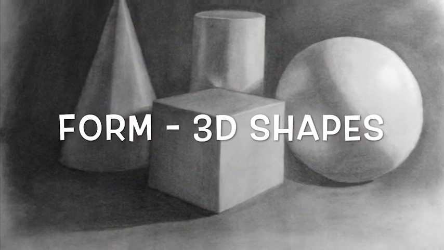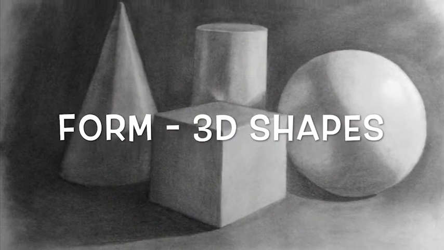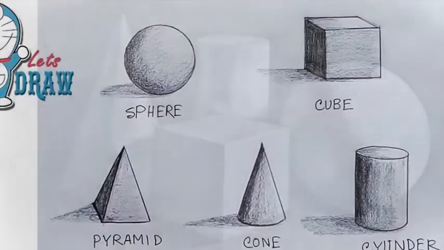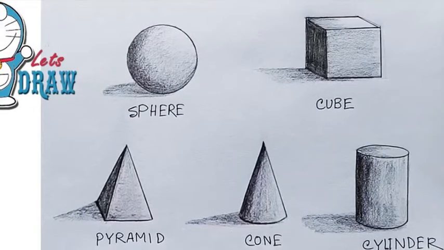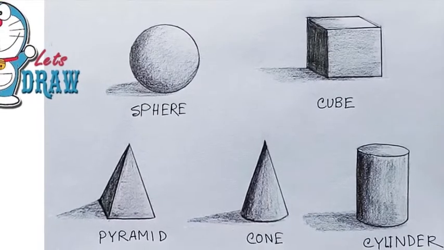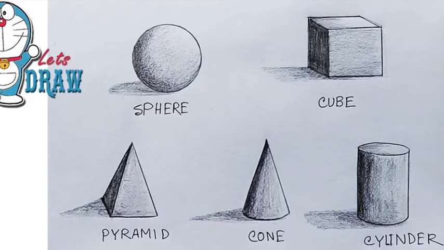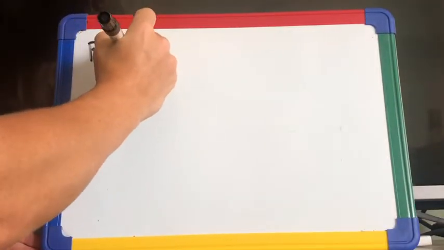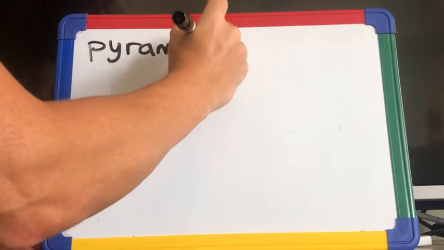So today we're going to look at form and 3D shapes. We've been looking at perspective, so this is going to be easy. Basically, where is the light coming from? And these are the shapes we're going to be studying. Okay, so we're going to have a look at how to draw the pyramid first.